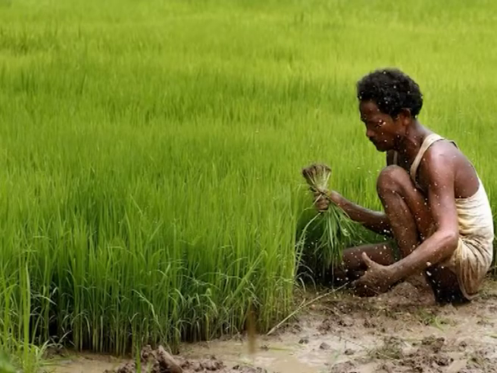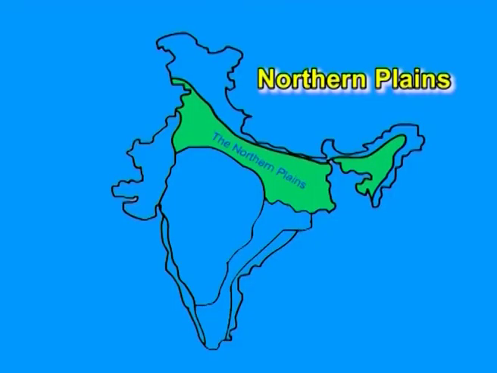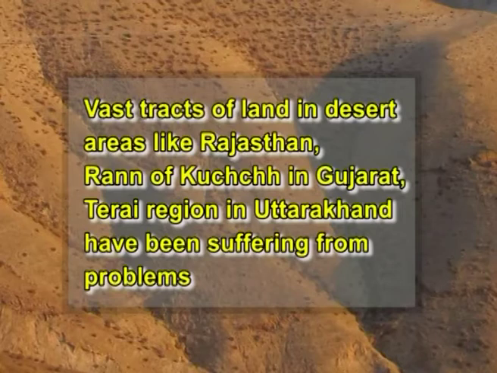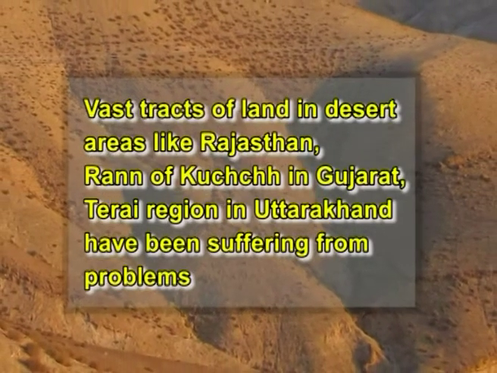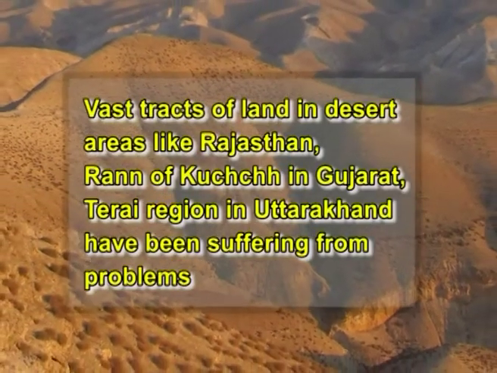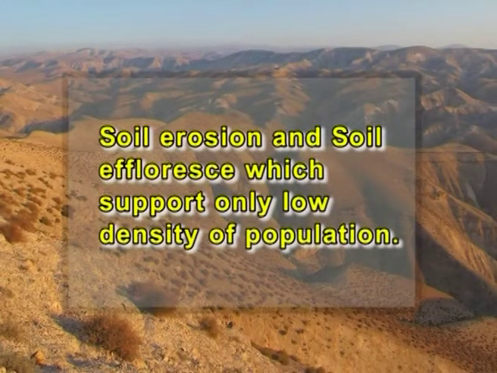People in villages earn their livelihood from agriculture, which depends upon the quality of soil. That is why alluvial region of northern plains and coastal and deltaic regions of India continue to support high densities of population. On the other hand, it may be worth mentioning that vast tracts of land in desert areas like Rajasthan, Rann of Kutch in Gujarat, Terai region in Uttarakhand have been suffering from problems like soil erosion and soil efflorescence, which support only low density of population.